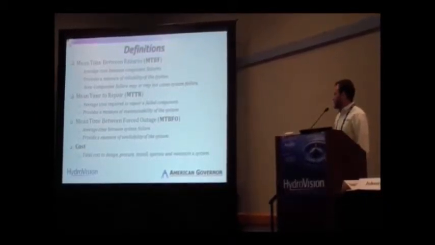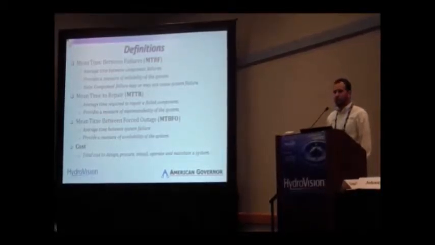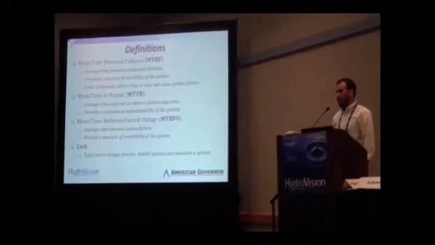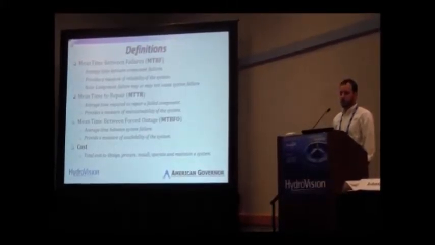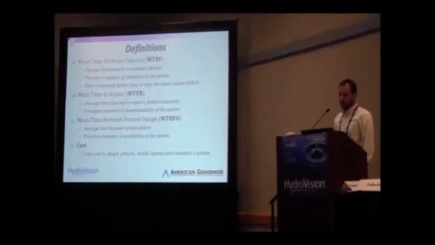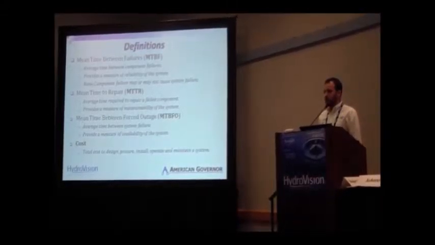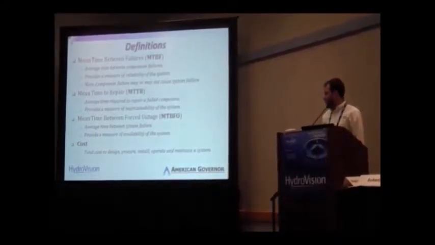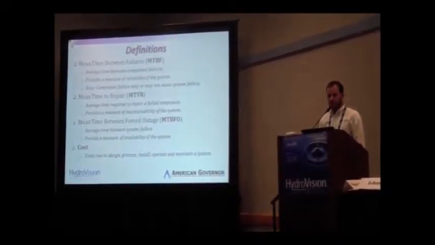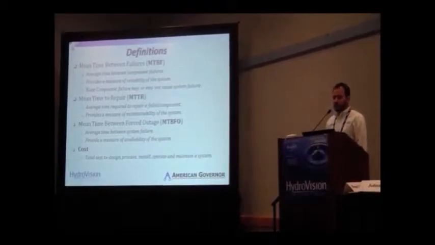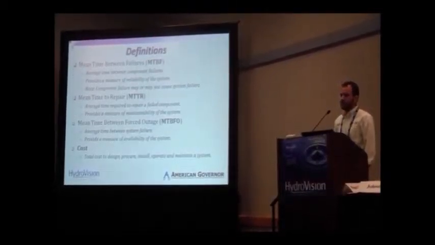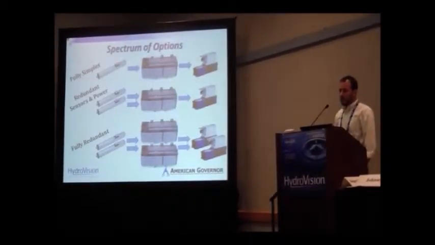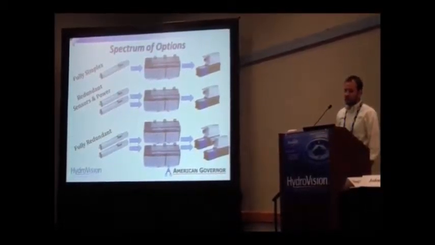Mean time between forced outage. This is the most important one. This is the average time between a total system failure. This is the average time between a unit coming offline and not being able to generate for you, causing those fines. And this is a measure of availability of the system. This is what we're mostly going to be concerned with. The final one barely needs to be on here, but cost. The total cost to design, procure, install, operate, and maintain the system throughout its life, not just the upfront cost of the materials.